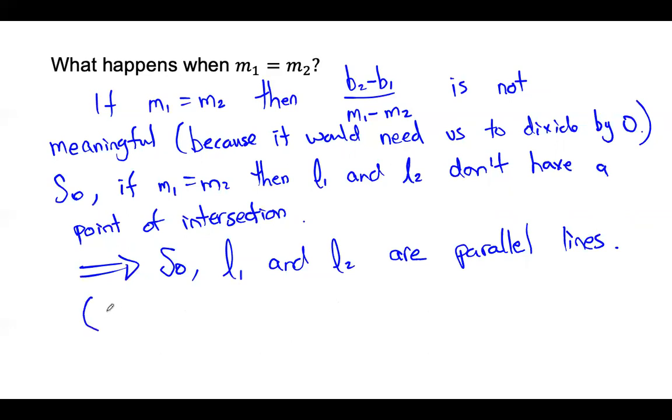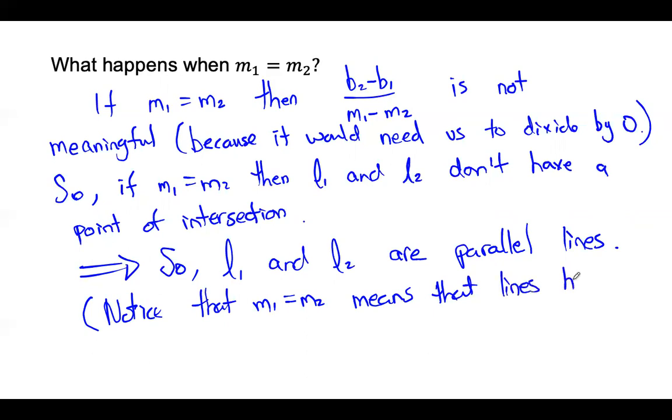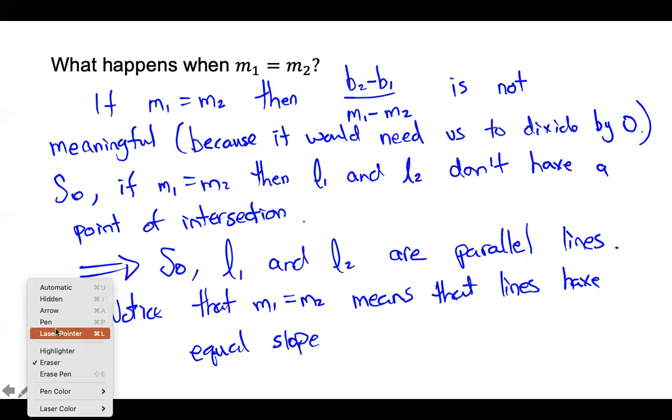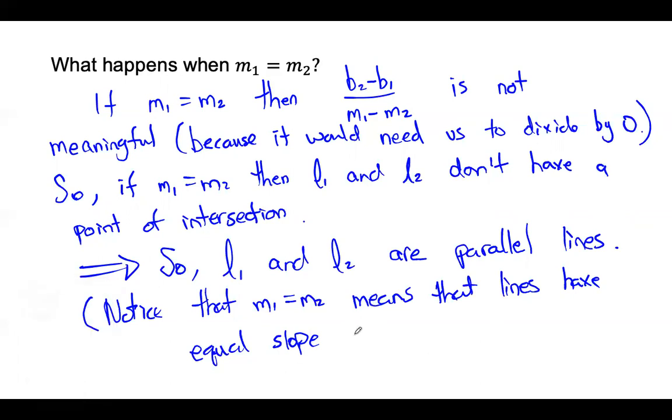So you would notice that essentially M1 would equal M2. You notice the slopes equal each other. And this just basically means, again, that the lines have like these equal slopes. Equal slope. So they're parallel lines.